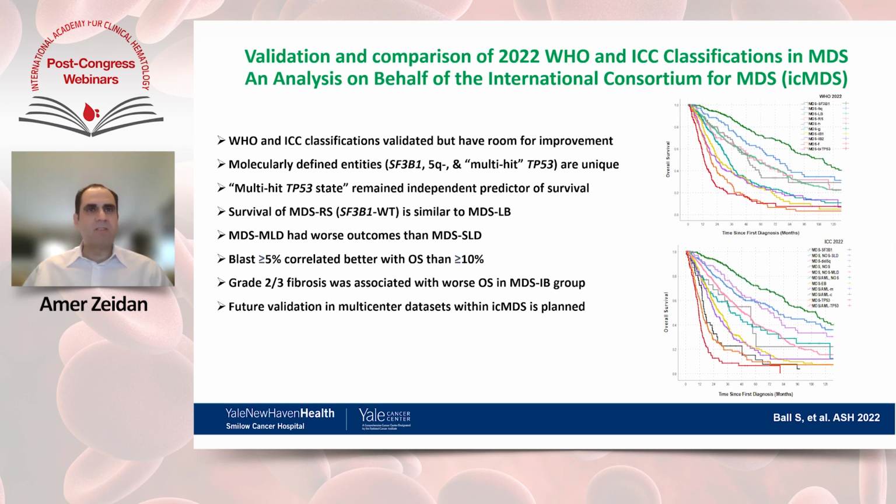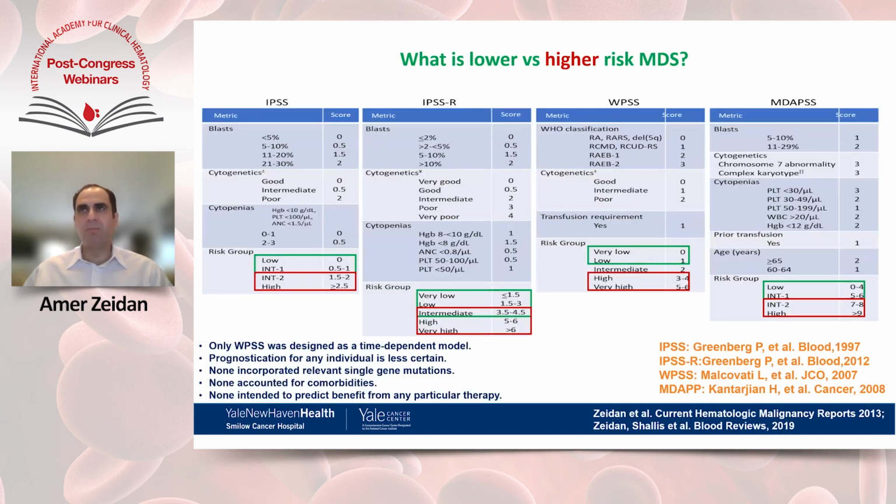MDS with fibrosis was verified to have poor outcomes, and MDS with TP53 alterations also was found to have the worst outcomes, and the TP53 status was an independent predictor of survival regardless of other factors. And of course, these data are from a single center, but I think they provide a roadmap for hopefully harmonization of the two systems. And there are ongoing discussions and efforts looking at that, including further validation in multi-center data sets within the International Consortium of MDS.